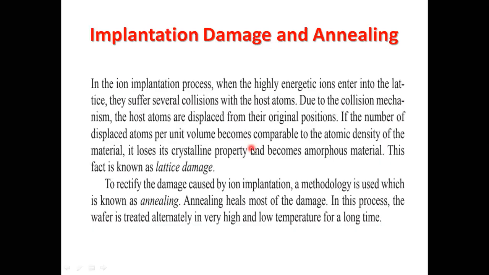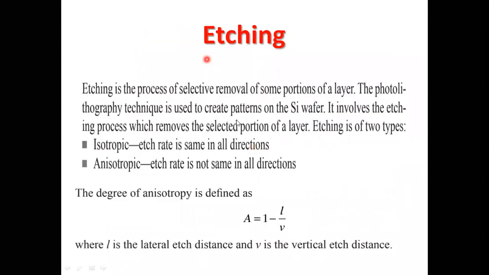That is the etching. Now etching is also a very important process in the case of the fabrication of the devices. Etching is the process of selective removal of some portions of a layer. The photolithography technique is used to create patterns on the silicon wafer. It involves the etching process which removes the selected portions of the layer. Etching is of two types, isotropic and anisotropic.